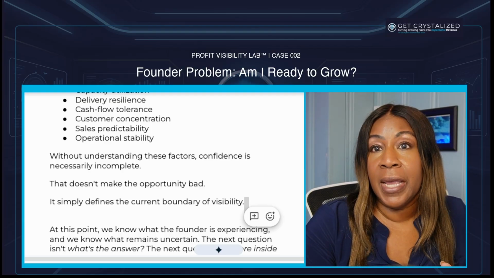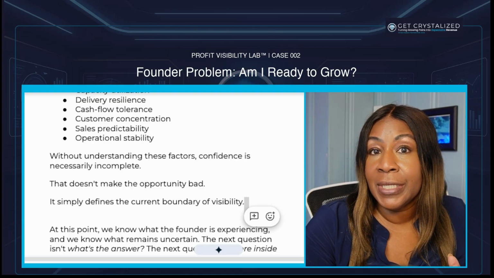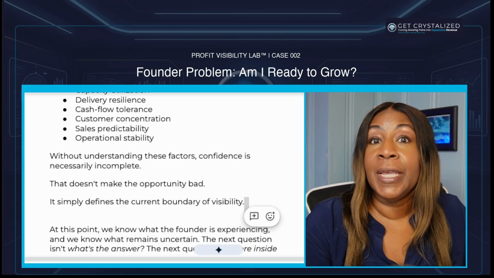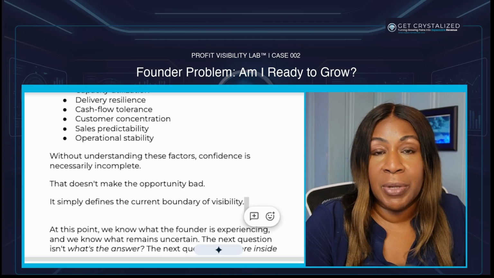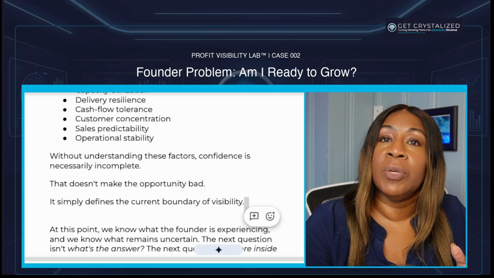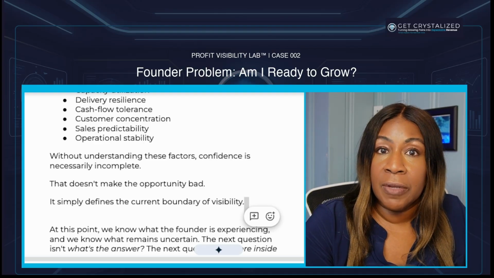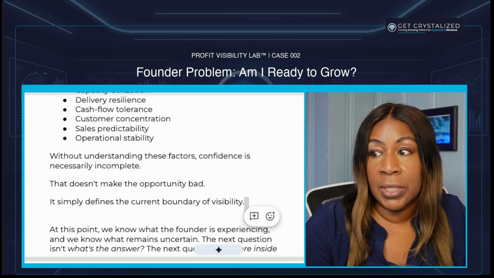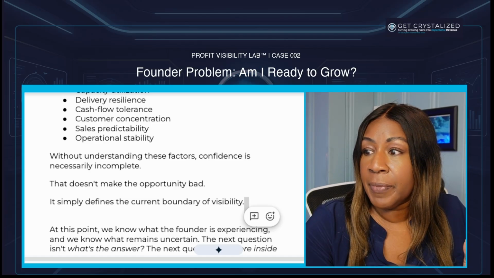I like to say that uncertainty is not the enemy. It's hidden uncertainty. Business is about uncertainty. We're always going to have things we don't know, things we can't foresee. But hidden uncertainty is the challenge.